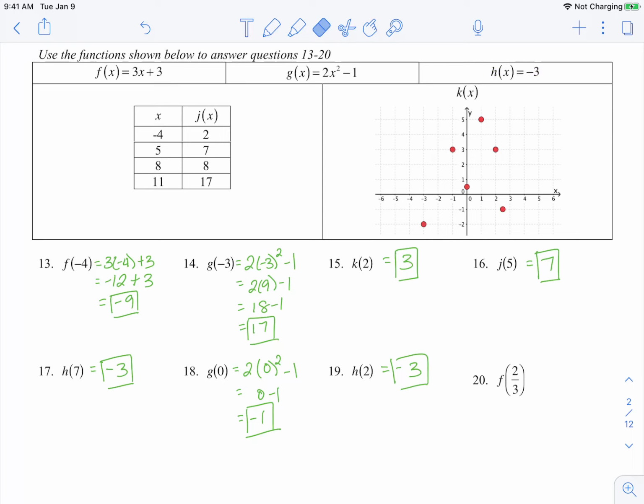And last, I would like you to try 20, f of 2/3. So here's our function f. So we have 3 times 2/3 plus 3. Well, if I put this 3 over 1, those 3's cancel. We get 2 plus 3, which gives us 5. And that's the end of our notes for today.